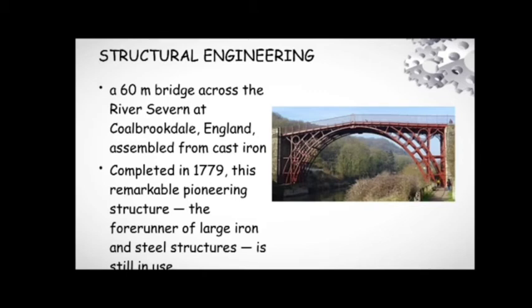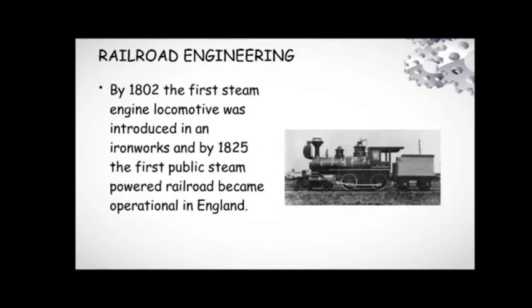And this remarkable pioneering structure, the forerunner of large iron and steel structures, is in fact still in use nowadays. So the next one is railroad engineering. Metal rails on which wagons were pulled by horses had already been introduced in England's coal industry about 1790. By 1802, the first steam engine locomotive was introduced in an ironworks, and by 1825, the first public steam-powered railroad became operational in England. The great era of railroad building throughout Europe and in North America was then soon underway.